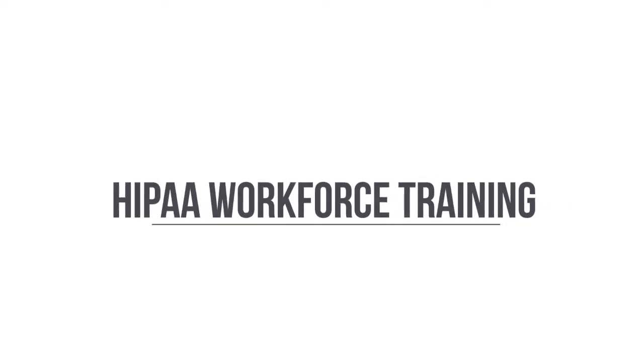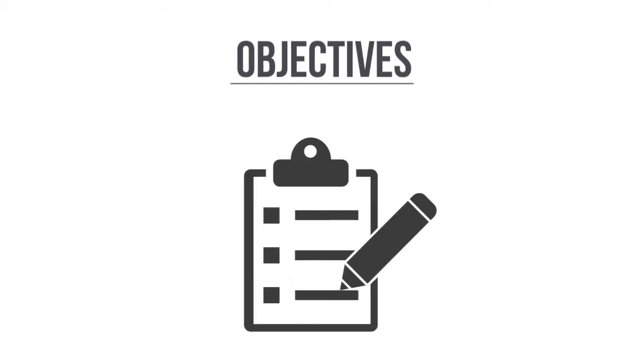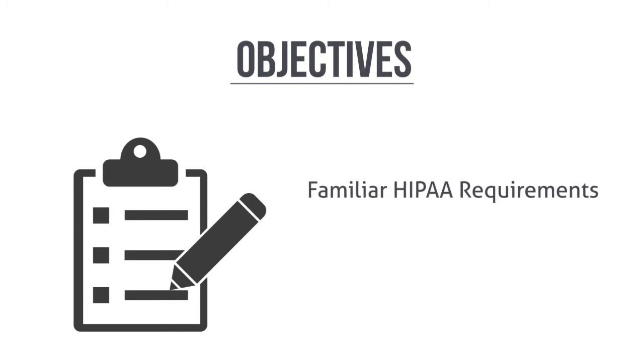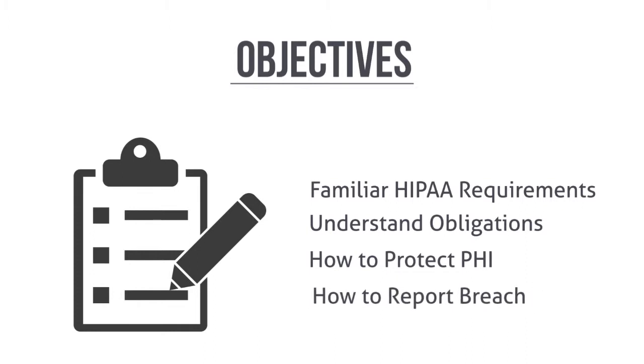The following is our HIPAA workforce training and must be completed by all workforce members that come into contact with Protected Health Information, or PHI. We have 4 main objectives with this training. First, our goal is to make you familiar with HIPAA and its requirements. Next, we want to help you understand the basic compliance obligations with both the HIPAA privacy and security rules. Then, we will educate you on how to protect PHI. And finally, we'll inform you on how and where to report a breach.